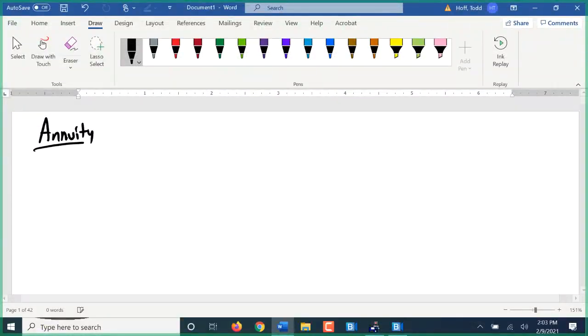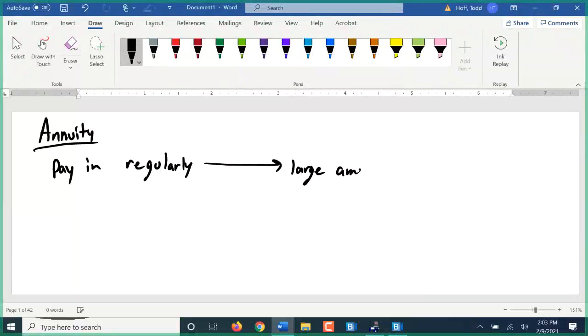There's two types of annuity. One is when you're paying in. So you pay in regularly. You end up with some large amount at the end. That large amount at the end is referred to as a future value.